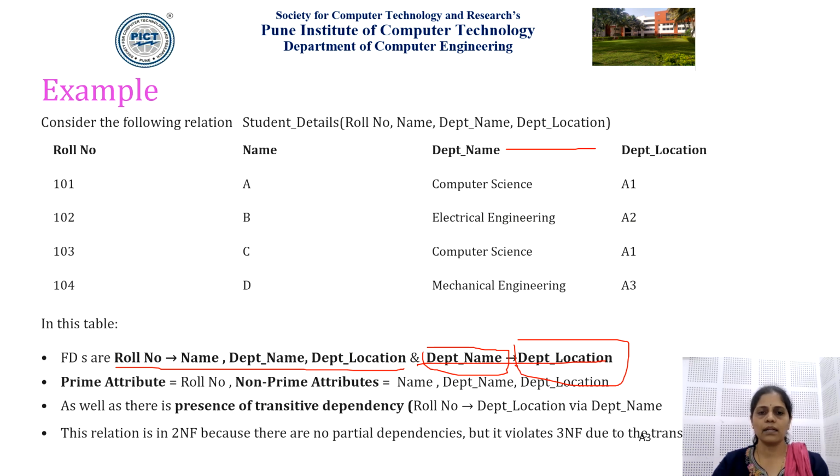So yes, and is it in 2NF? Yes. There is no partial dependency present because there is only one prime attribute. There are no sub-attributes of this which determine other attributes of this relation. So yes, this follows 2NF but not 3NF because of this transitive dependency. So what do we have to do? We have to do the decomposition.